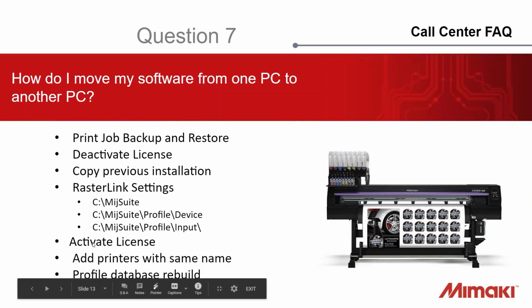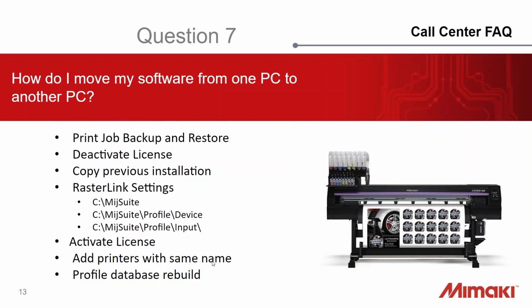Go to your new PC. What you want to do first is copy all these over to the same location on the new PC. At this point, reinstall the software and then activate the license. If you're going to be restoring your print jobs from up here, when you add your printers, make sure they have exactly the same name that they had on the old PC. So if it was capital CJV300, on the new PC, make sure you name that same printer capital CJV300.